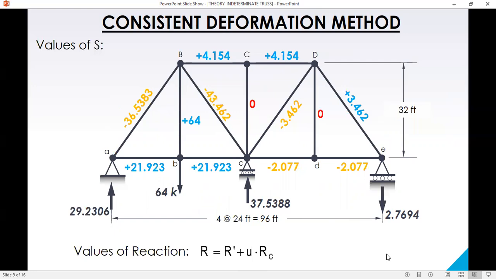Okay, so that's it. This is how you use consistent deformation method in analyzing an indeterminate truss having one redundant. So I hope that you have learned something from this. Thank you for watching.